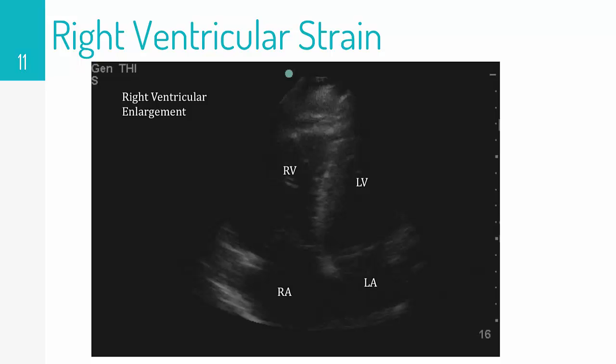Here's an image of right ventricular strain. The right ventricle should be approximately 60% of the left ventricle size. If the right ventricle is the same size as the left ventricle, this is abnormal and suggests right ventricle dilation, which is consistent with right heart strain.